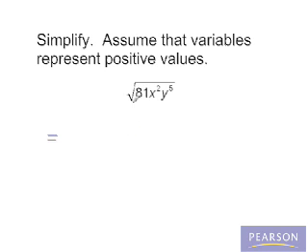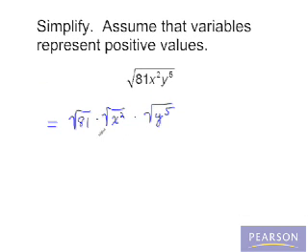So the square root of 81 x squared y to the fifth can be thought of as the square root of 81 times the square root of x squared times the square root of y to the fifth. And two of those are perfect squares. Two of the three, the first two, can be simplified. We have some further work to do with the square root of y to the fifth.